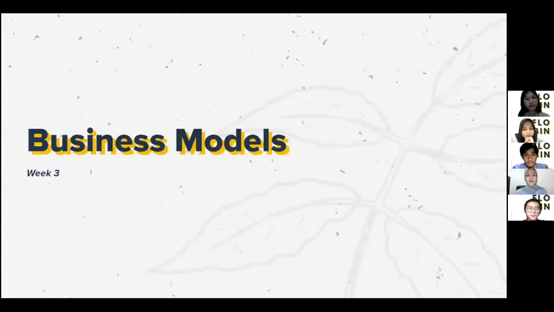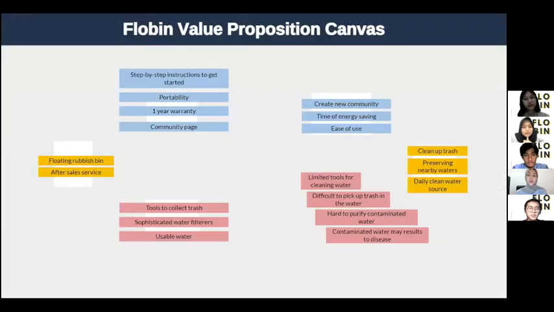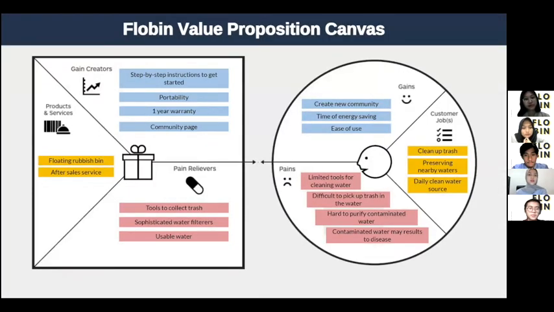Okay, so for our assignment in week 3, we created a value proposition canvas and a business model canvas. The first step in developing the value proposition canvas is identifying the customer jobs, gains, and pains experienced by our targeted customers regarding the problem we want to address.